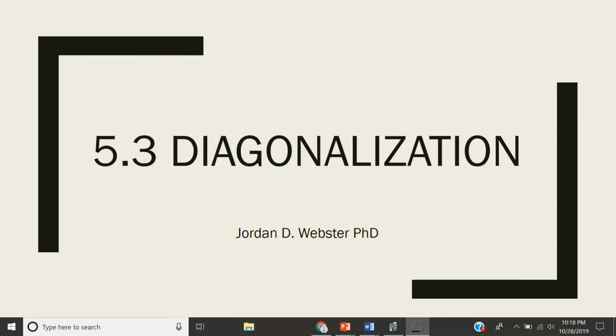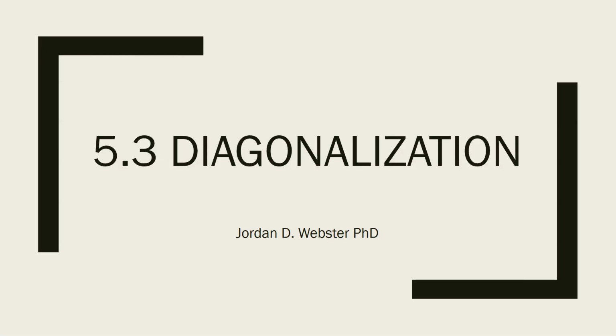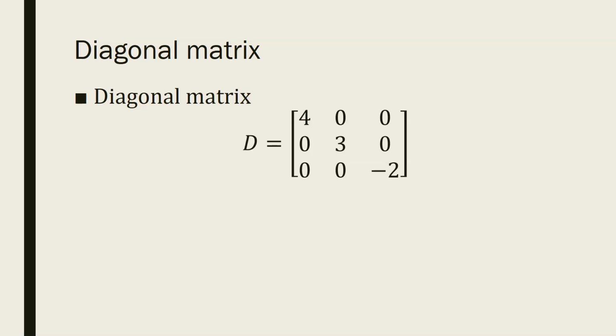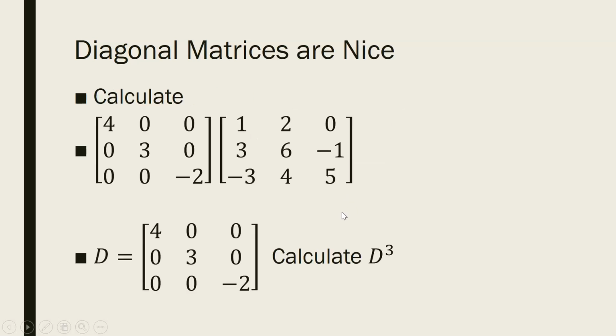All right, in section 5.3, we're going to talk a little bit about diagonalization. Now, we already have seen diagonal matrices. Basically, a diagonal matrix, which we've seen before, has real numbers on the main diagonal and zeros elsewhere. We're going to talk mostly about square matrices here. Well, in fact, all square matrices. But in this case, we have a 3 by 3 diagonal matrix.